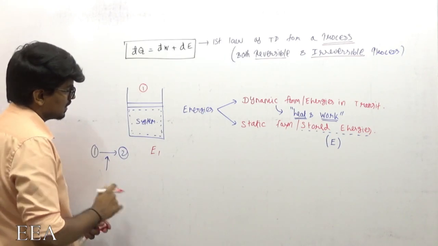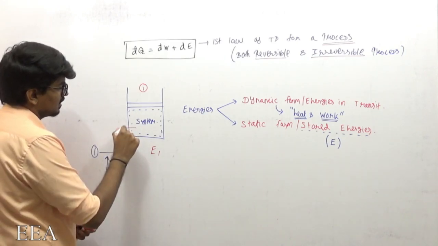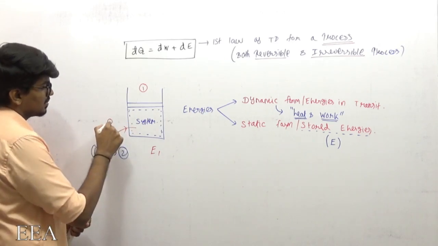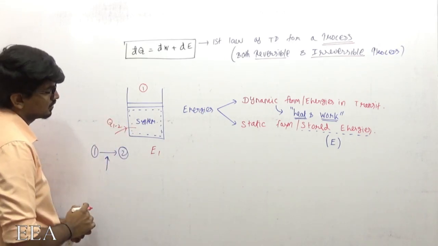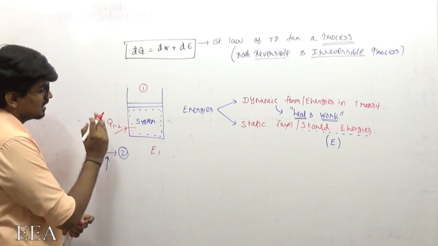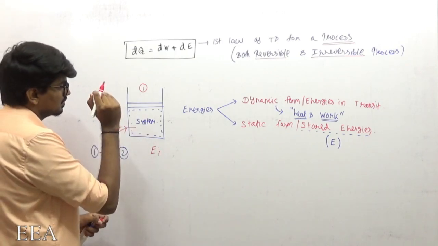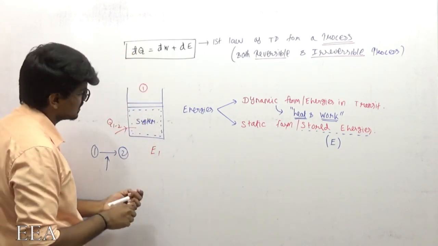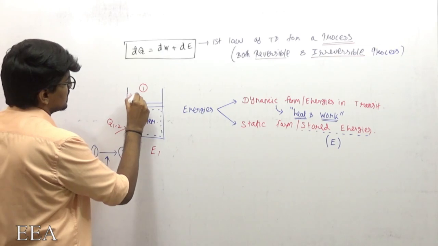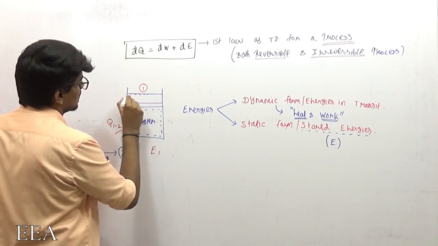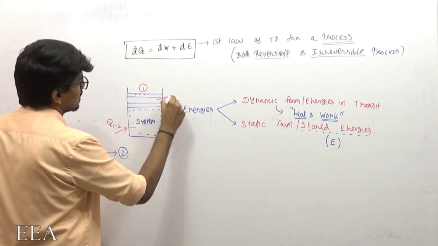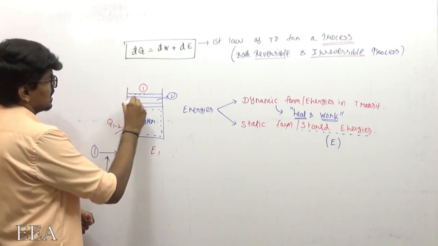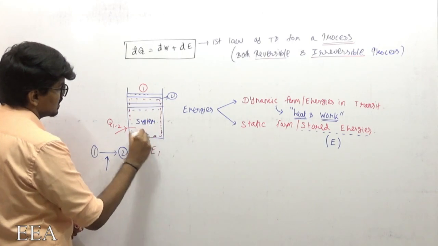Now when I am doing some process, for example I am supplying some heat, let us consider I am supplying heat Q12. I am doing a process such that I supply heat and the state changes. For example, the piston expands and reaches here, and this is going to be my second state. The boundary is expanded like this. I'm just giving you an example.